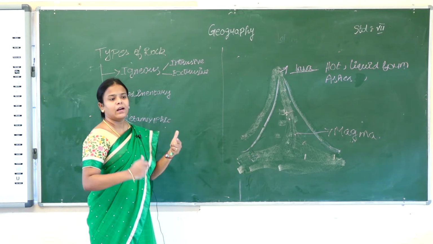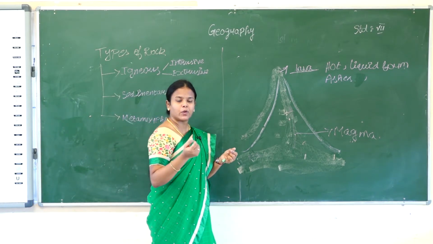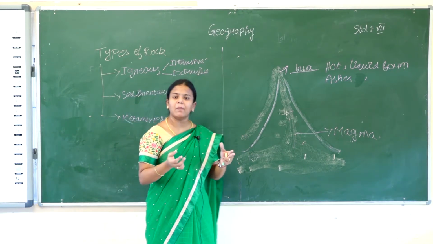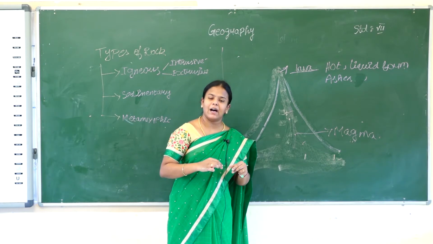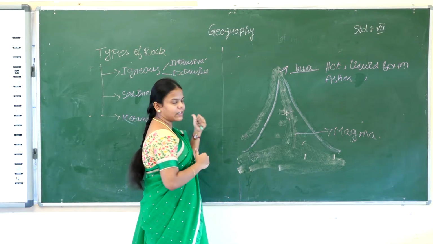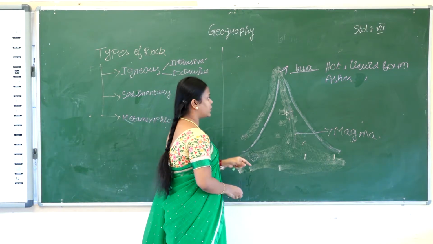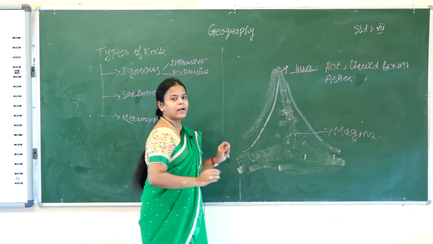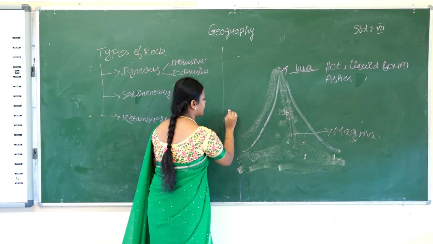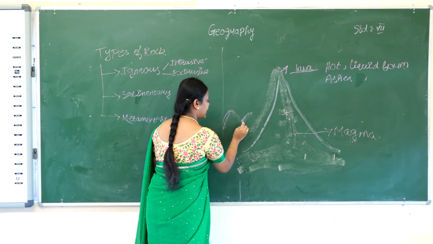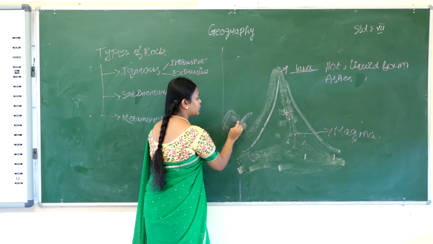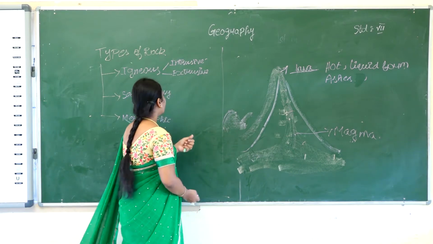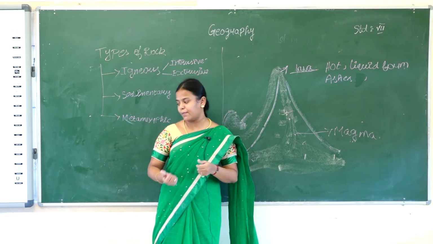As the name indicates, intrusive means the magma which stays inside is known as intrusive igneous rock, whereas extrusive means it has been coming out, and outside it forms as a solid rock. So it is known as extrusive. Okay. Now we can go to sedimentary rocks.